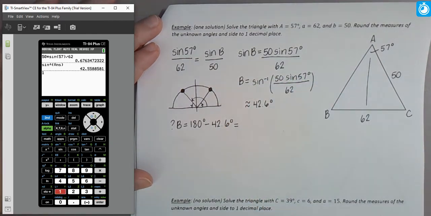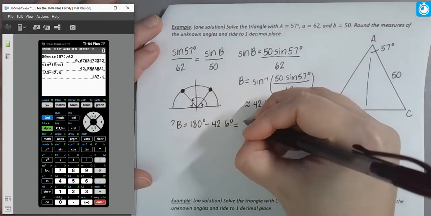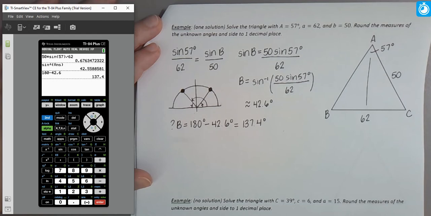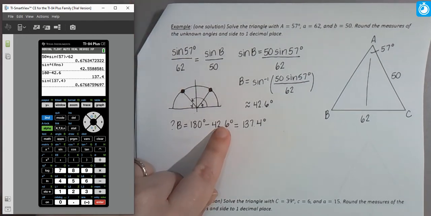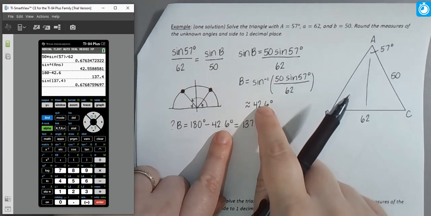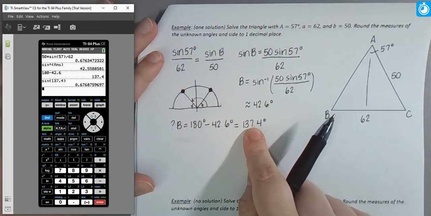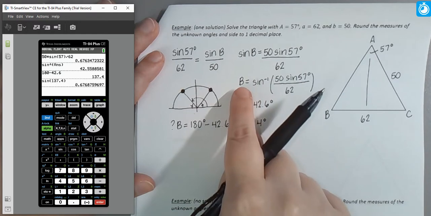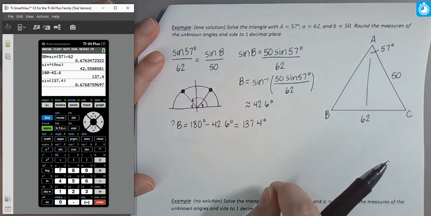So if we take 180 and subtract that, 180 minus 42.6 degrees, that's going to be 137.4 degrees. If we were to take the sine of 137.4 degrees, notice we get roughly 0.676. So 42.6, the value we got from the inverse sine, and this other value, 137.4, both have the same value for sine. So they're both potential values that could solve our triangle.